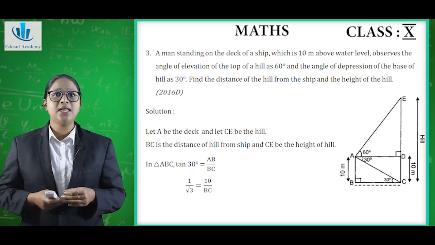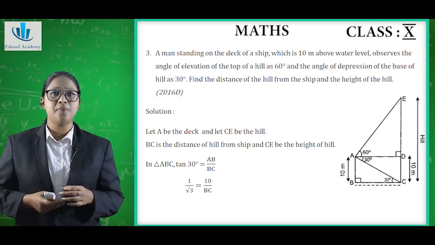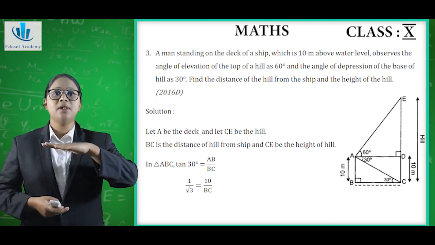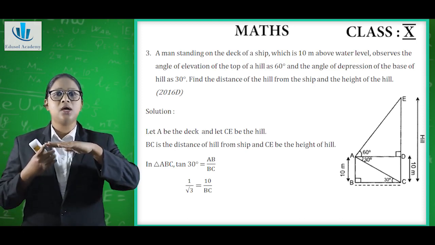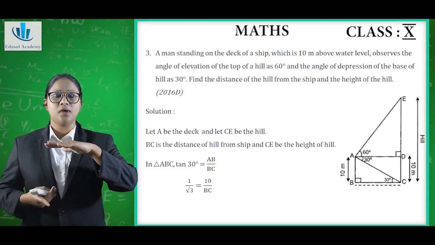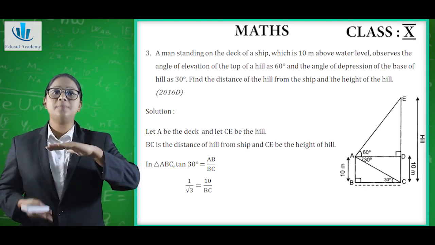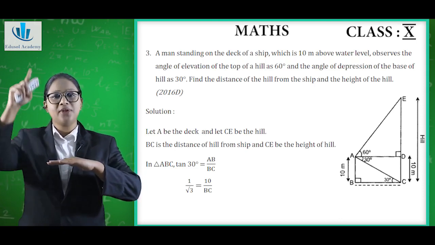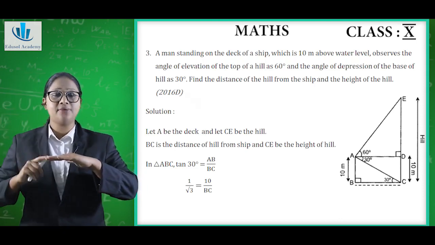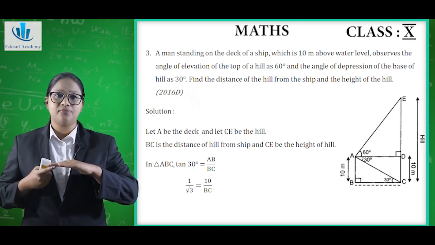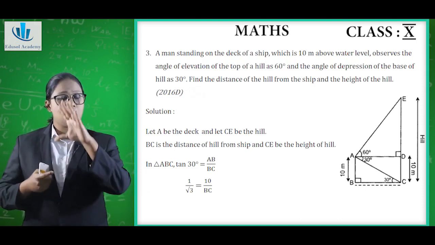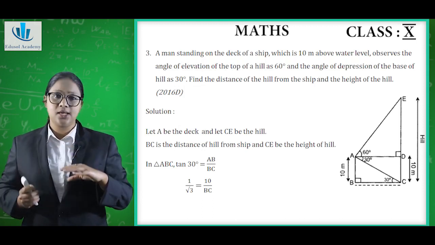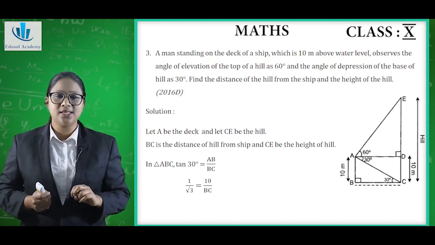So the man is standing on the deck of a ship 10 meter above water level. So let this be the water level. The man is 10 meter above the water level. Sorry, this is the water level, 10 meter above the water level. And he is looking at the cliff, the top of the cliff. He can see the top of the cliff as well as the bottom of the cliff. So the angle of elevation of the top is 60 degree and angle of depression is 30 degree. So we will get two triangles again.